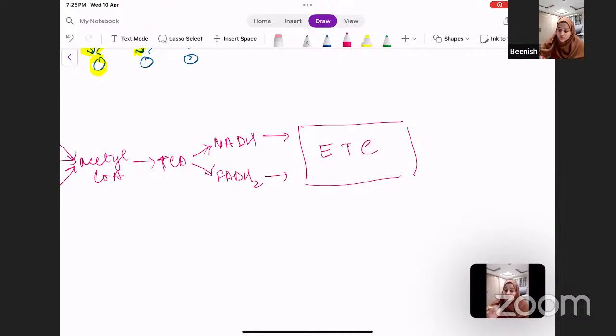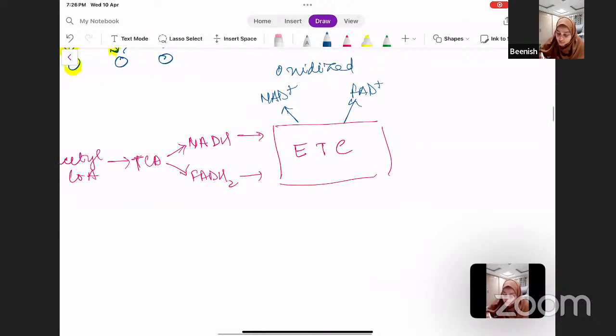Now in this electron transport chain, what is happening? These reducing equivalents are oxidized into NAD plus and FAD plus respectively. So they are oxidized. And at the same time, what is happening? ATP is being generated. Your ADP changes into ATP. So what is this known as? Phosphorylation.